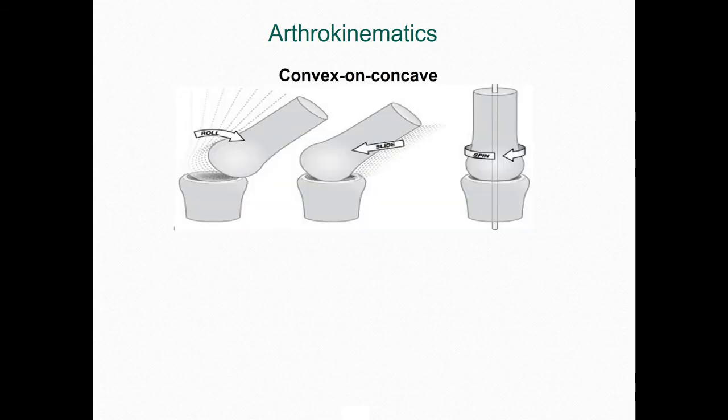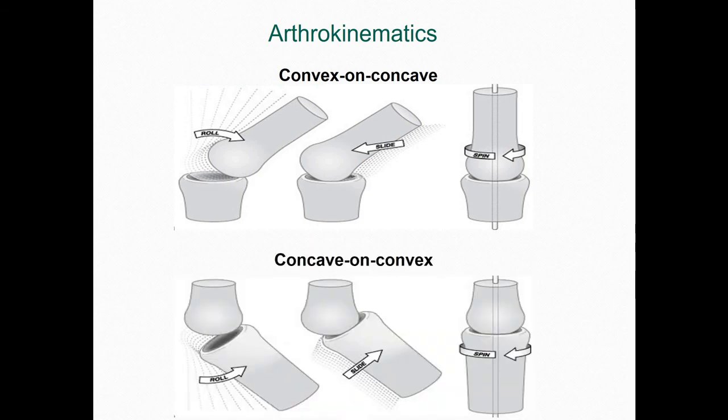Here we see convex on concave rolls, slides, and spins. The convex articular surface is moving relative to the concave surface. Here we see concave on convex motions. Accessory movements refer to the slight passive translations that occur in most joints.